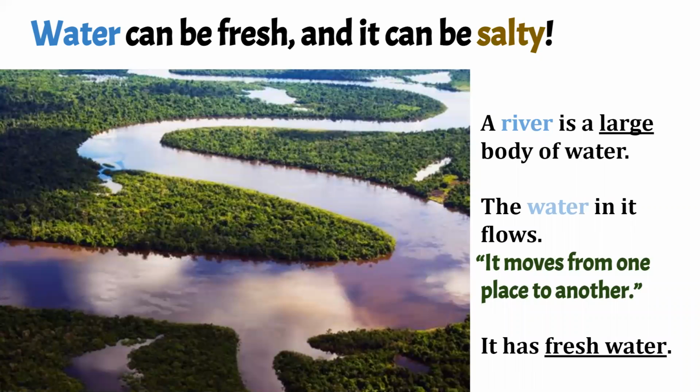Now, again, water can be fresh and it can be salty. And a river is a large body of water. It's different than the stream because it's larger than a stream, okay? So a river is a large body of water. The water in it flows, and as you can see, it moves from one place to another, like the water from here moves till it goes to another place.